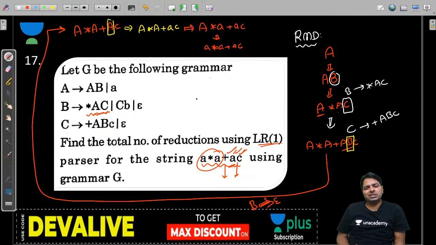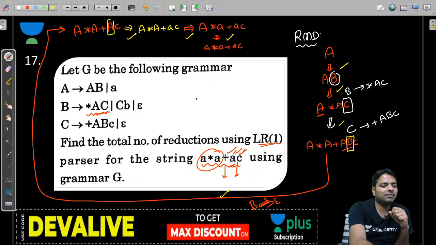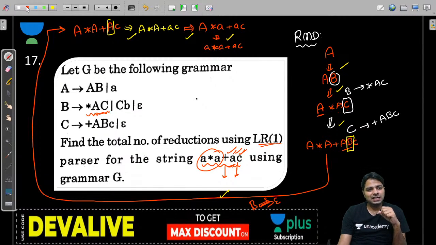Total number of reductions. It's better to say total number of reduced actions, guys. Okay, now how many do we have? In reverse we have 1, 2, 3 and 4, 5, 6, 7. So we will have 7 reductions exactly.